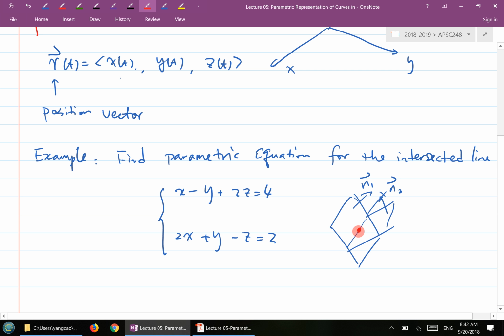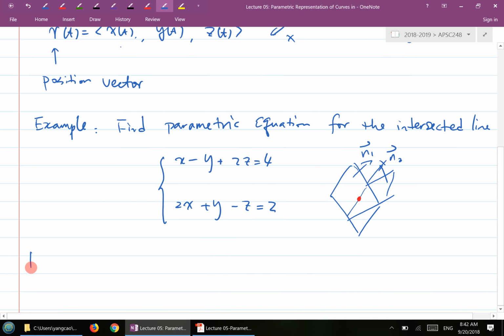I'll show you a different way. This is what I call, how do I parameterize? The end result won't look the same, but it will be a different parametric equation describing the same line. So this is the concept: parameterize. How do I parameterize it here?